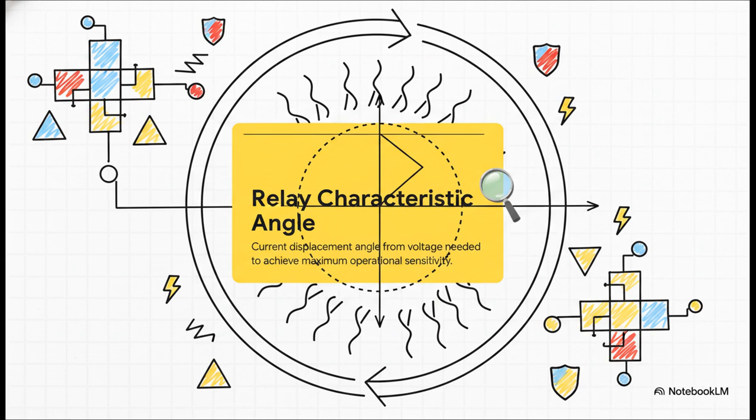By definition, this is the precise angle by which the current must be displaced from the voltage to produce maximum operational sensitivity. Basically, the relay is electronically shifting its sweet spot to perfectly match the expected angle of a fault current on that particular network.